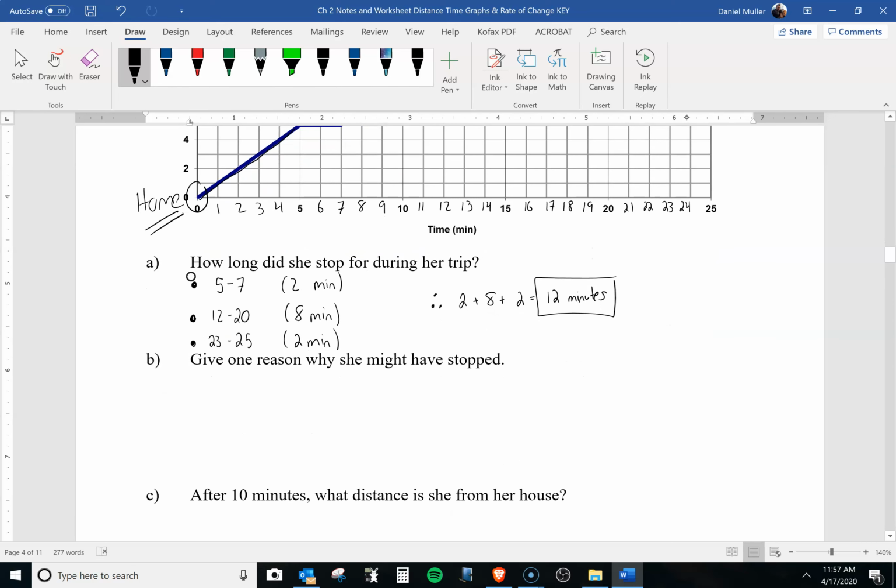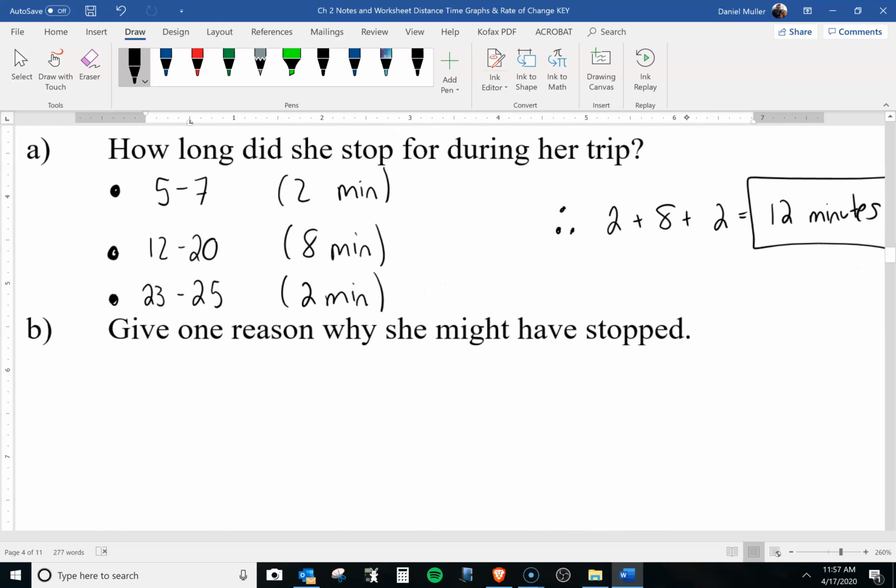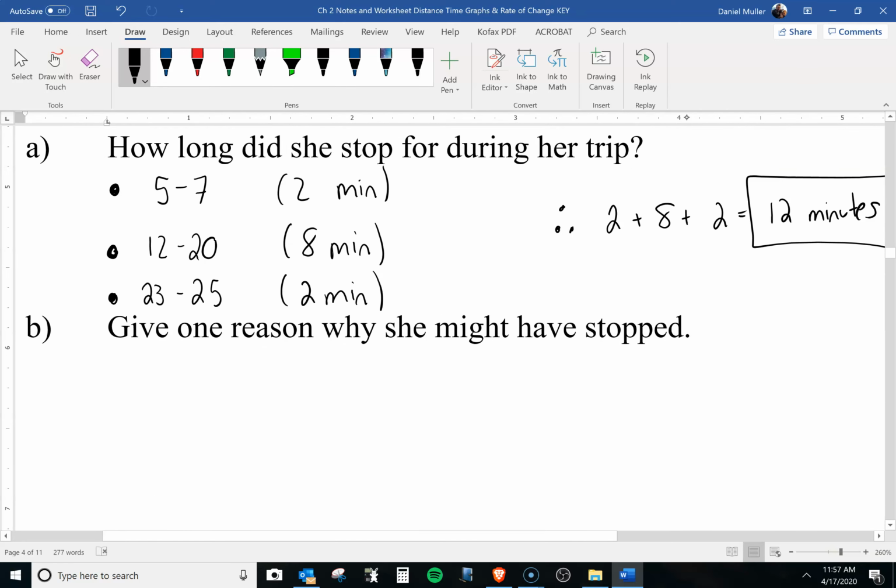Okay, give one reason why she might have stopped. Oh, well, there's lots of reasons, I guess, why you could stop. It doesn't really matter here. We're just kind of guessing. So you could have some traffic, or one in my house that happens all the time is a train. A train comes by and takes forever, especially if the train has to stop at some point. There's half your life gone. Traffic, train.